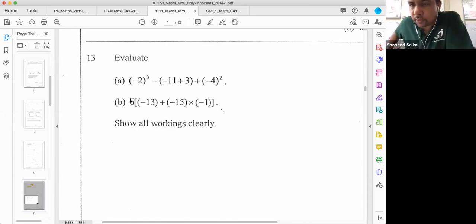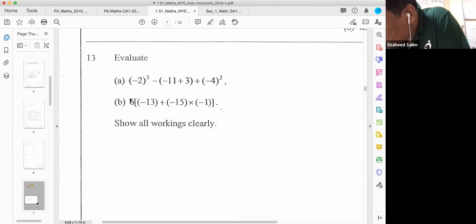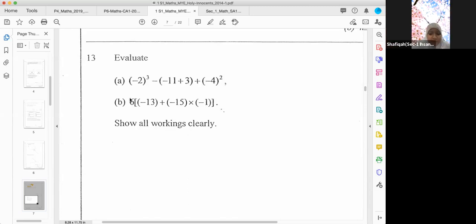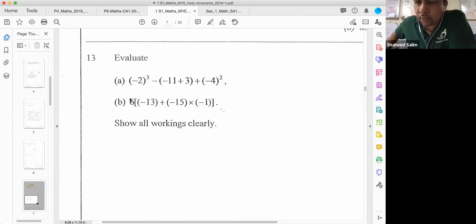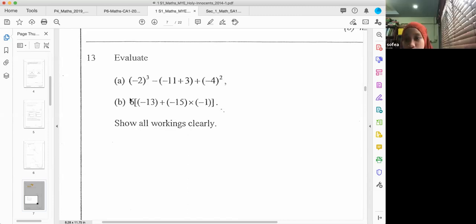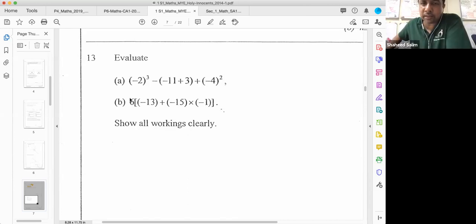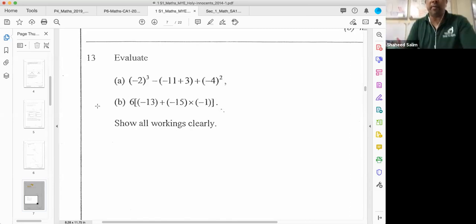Sophia, what's your answer? Sorry, what's your answer again? Is it for B? For A. Oh, 16. What about Sophia? Negative 2. Okay, negative 2, I'm so sorry. According to the answer key it is 16. So we are going to go through step by step where you made the mistake.